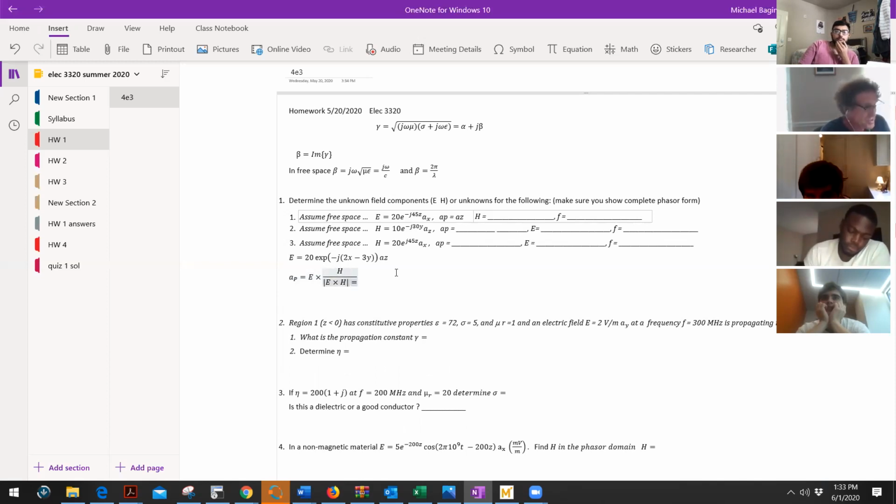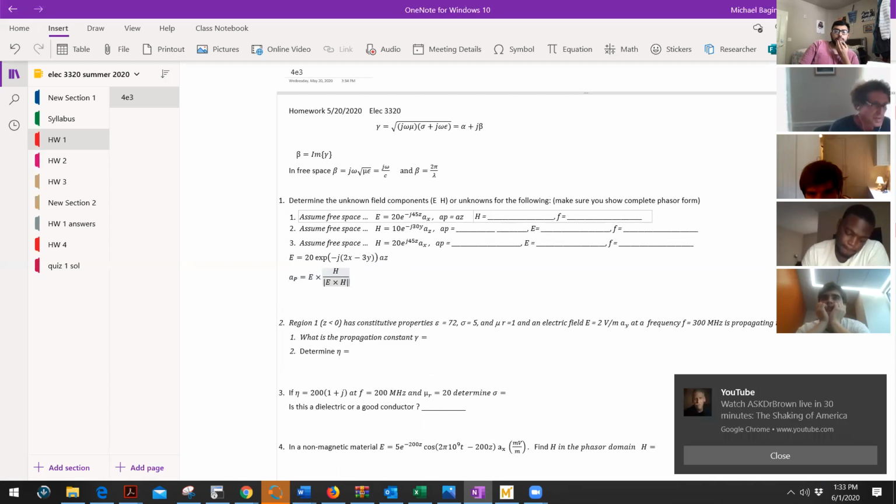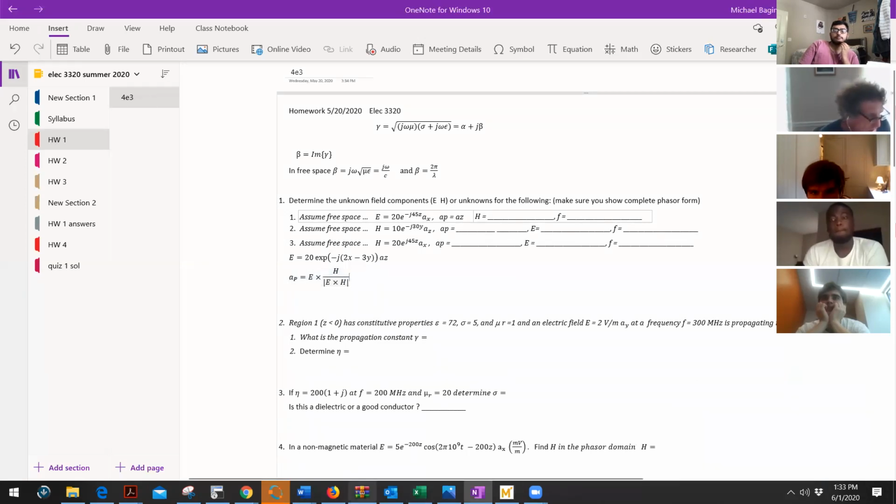I want to show you something. Let me shut this down. I'll shut my emails off because here is what will happen. E cross H gives me the power flow in magnitude and direction. When I divide it by the magnitude, I just get the direction of propagation. Can you all follow me on that, class?